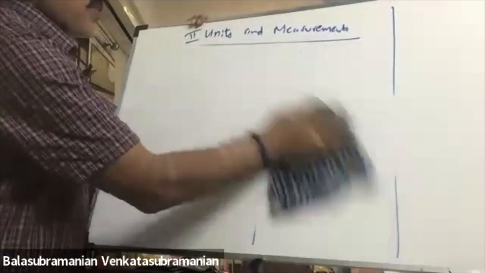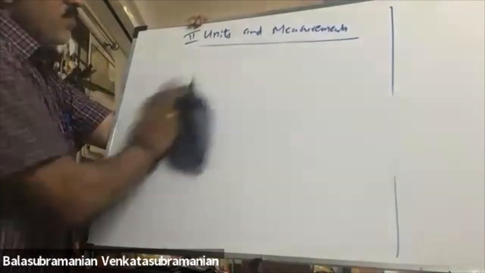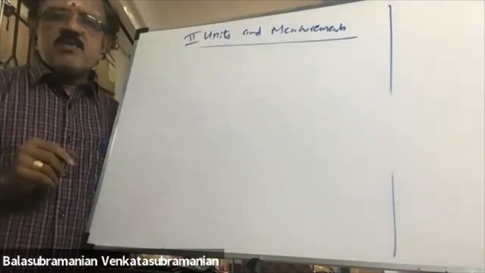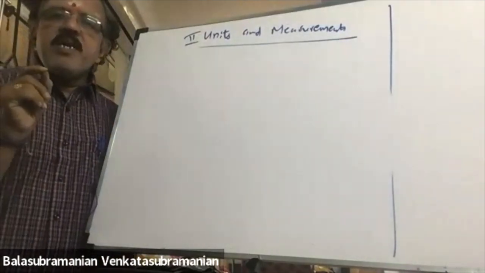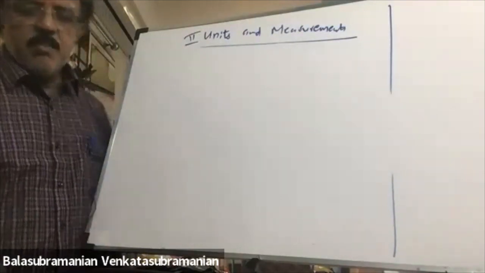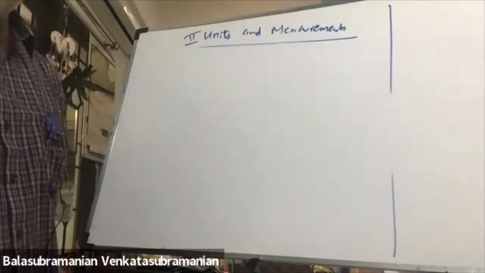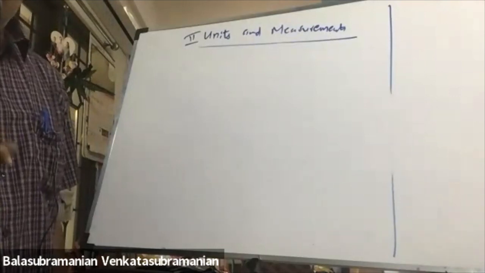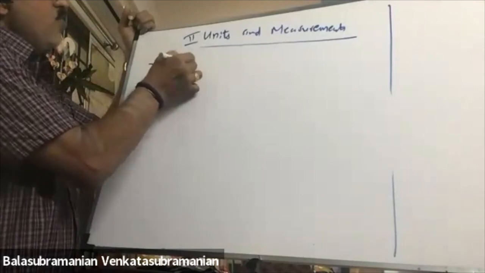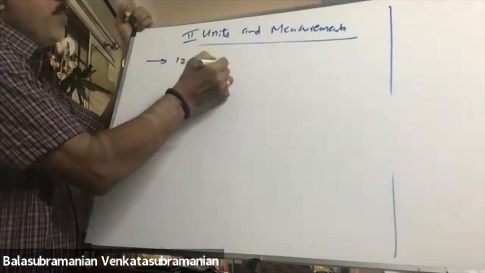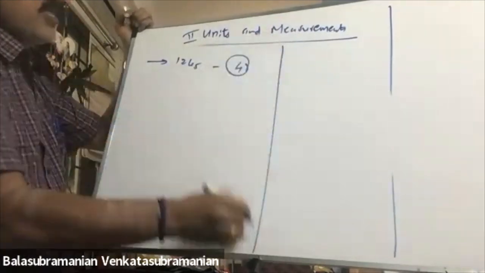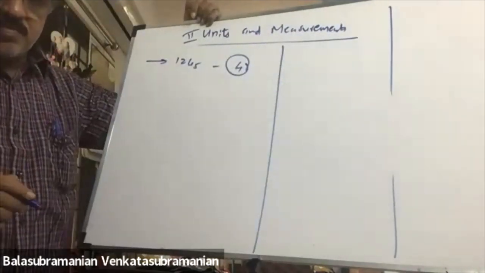Significant figures. What are called significant figures? Already we have learned the basics. The number of meaningful digits in a number, you call it a significant figure. 1, 2, 4, 5: the number of meaningful digits is 1, 2, 3, 4. 4 digits, so the significant figure count is 4.